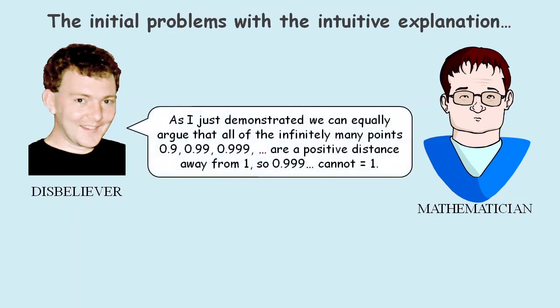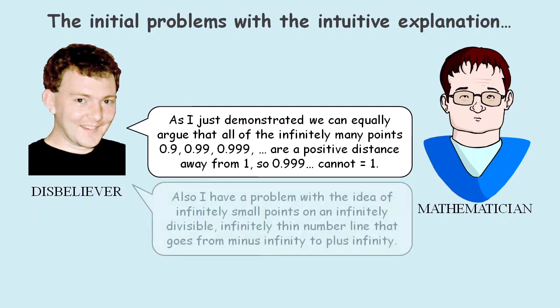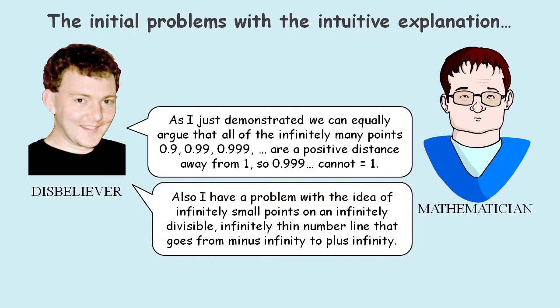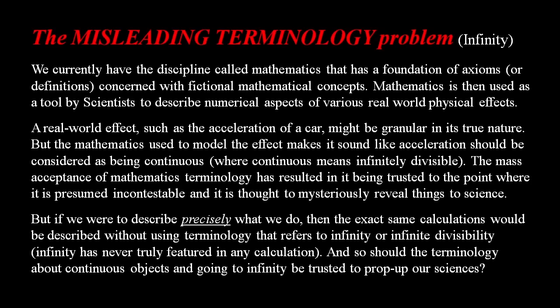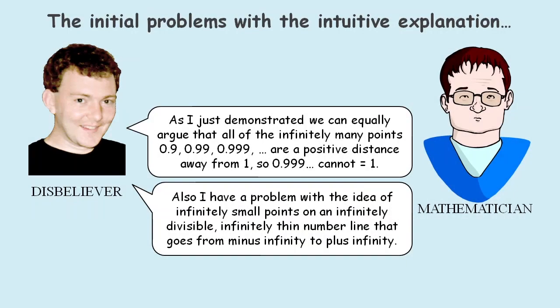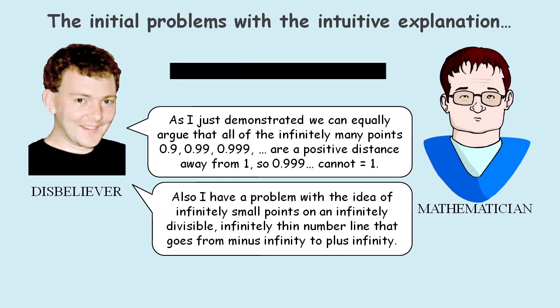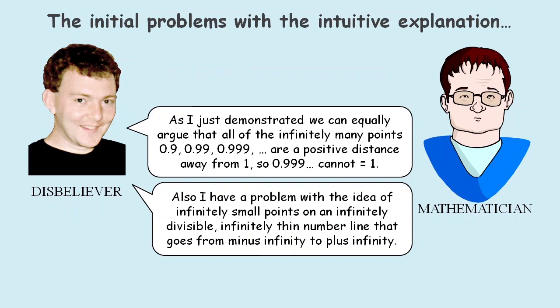The ignored contradiction is just one of the problems with the mainstream's intuitive explanation. Another problem is that it involves infinitely small points on an infinitely divisible, infinitely thin number line that goes from minus infinity to plus infinity. We can imagine a thick line, but when we try to imagine an infinitely thin line, it completely disappears.